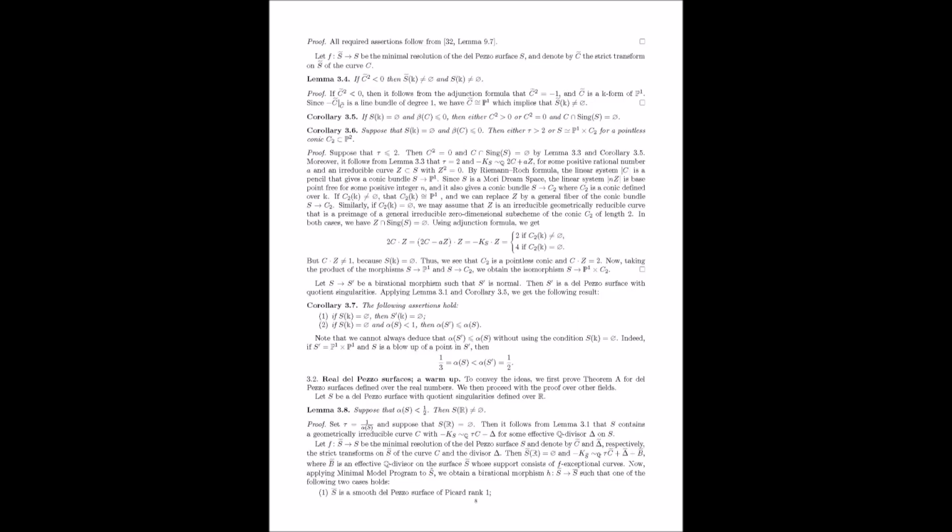Their Theorem A states that if you have a del Pezzo surface with, at worst, what are called quotient singularities, defined over a subfield of the complex numbers, and it doesn't have what we call a Kähler-Einstein metric, then it must have a rational point defined over that subfield.